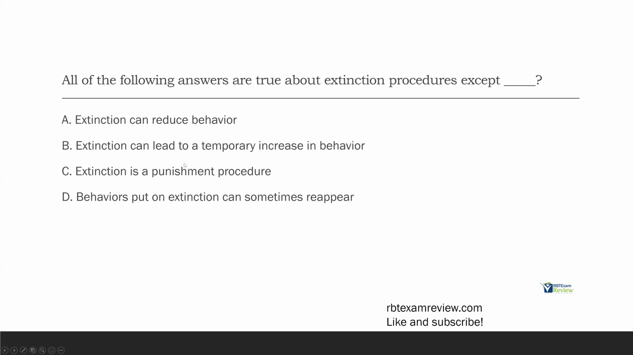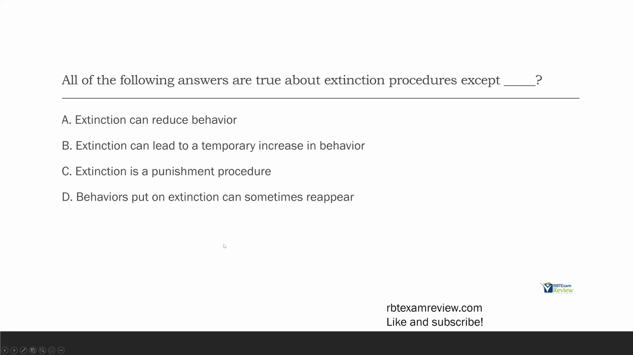So A, extinction can reduce behavior. Can extinction reduce behavior? Absolutely. That's why we do extinction, right? When we put a behavior on extinction, we want to see that behavior happen less while other behaviors happen more. A is absolutely true about extinction. B, extinction can lead to a temporary increase in behavior. Sure can. What is that called? This temporary increase in behavior due to extinction. It's an extinction burst. Extinction burst is a temporary increase. Once we get to the peak extinction burst, then we can start to expect behavior to reduce once again.